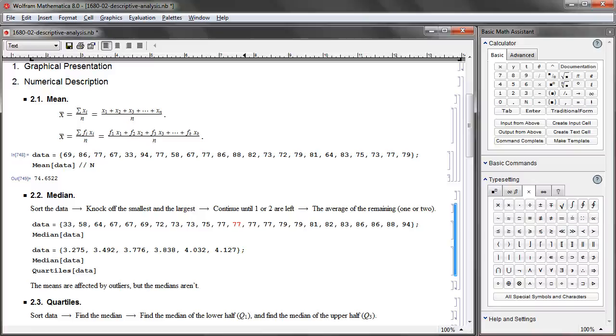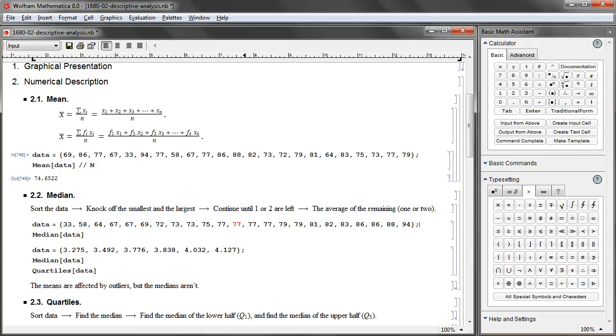Data is already sorted. Smallest 33, largest 94, cross them out. And then next, 58 and 88, cross those out. And continue, 64, 86, cross those out. And cross everything off until only 1 is left, 77, and that is the median. So if you have data that is already sorted, then finding the median is a very, very easy thing to do. And of course, if you have really numerous data, then you'll have to use technology.